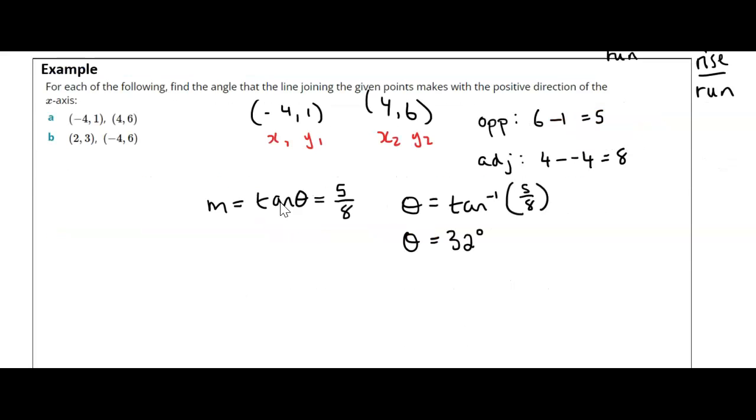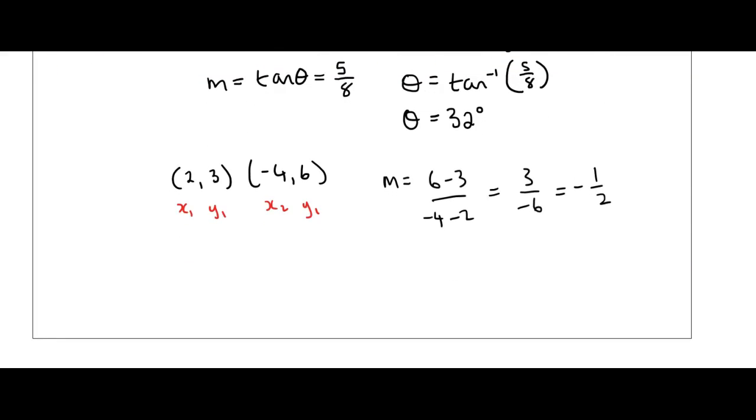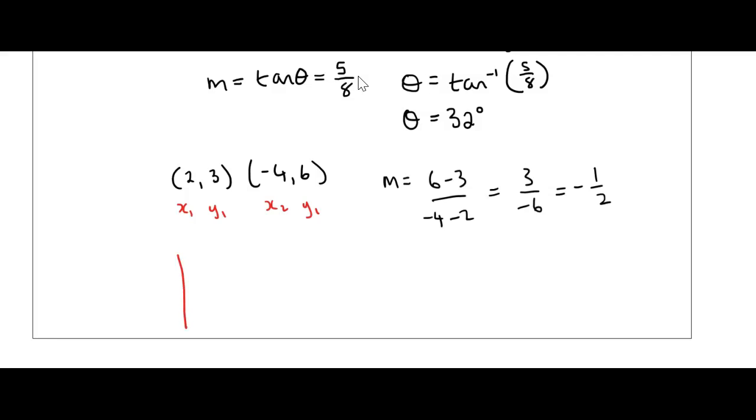All right, with question B, we've got the points 2, 3, -4, 6. So we're just going to calculate m first using rise over run. So we've got 6 minus 3, the difference in your y's, over -4 minus 2, the difference in your x's. So we're going to have 3 over -6. So simplify, that is -1/2. Now, we've got a negative gradient here. So the previous one was positive. So I'm just going to show you the difference between what angle we're actually looking for with both of them.